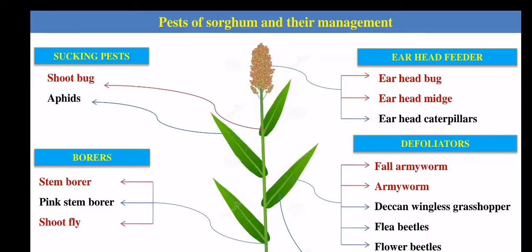Today we are going to start with the topic Pest of Sorghum and their management. I would like to talk about this crop. There are a number of insect pests that attack this crop. We categorize the insect pests as sucking pests, that is shoot bug and aphids. Some of the borers that attack the sorghum crop are stem borers, pink stem borer, and shoot flies. Some of the major defoliators found on this crop are fall armyworm, flea beetle or flower beetles.